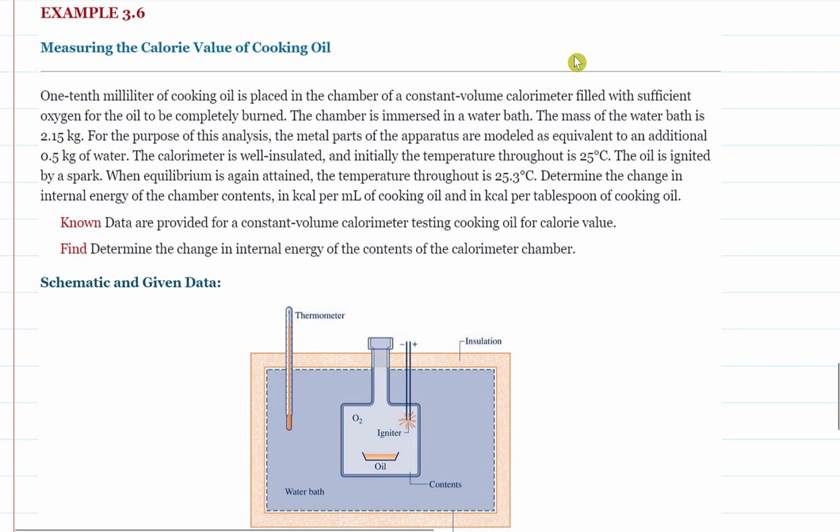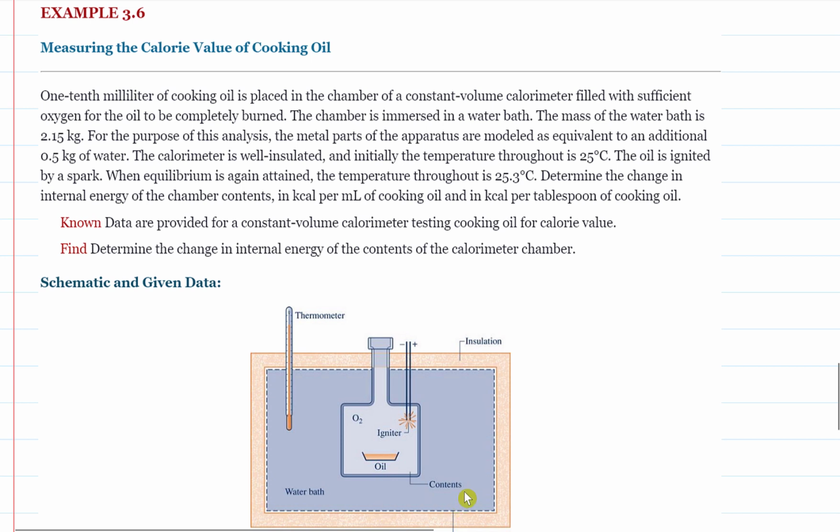Example 3.6. 0.1 milliliter of cooking oil is placed in the chamber of a constant volume calorimeter filled with sufficient oxygen for the oil to be completely burned. 0.1 milliliter of cooking oil is inside the chamber, and the chamber is immersed in a water bath. So this is the water bath. The mass of the water bath is 2.15 kilogram.